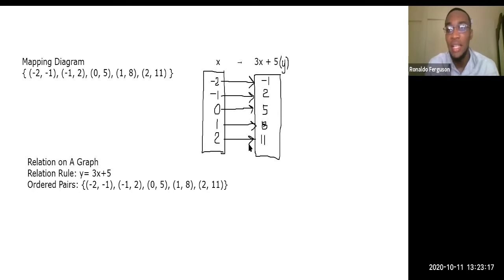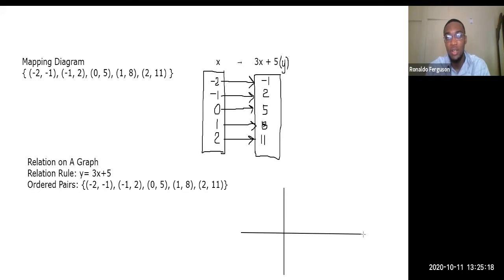Now, a relation can also be expressed graphically on a graph, right? So here's the relation rule, y equal to 3x plus 5. So there are going to be two axes. When you put it graphically on a graph, so we have x and y. We're going to have an x-axis and a y-axis. So this is just a rough sketch. It's not drawn accurately, but that represents our y-axis, the vertical line, and then the horizontal line is going to represent our x-axis.